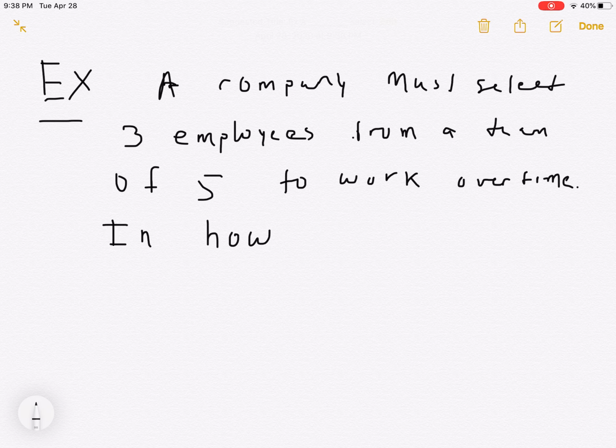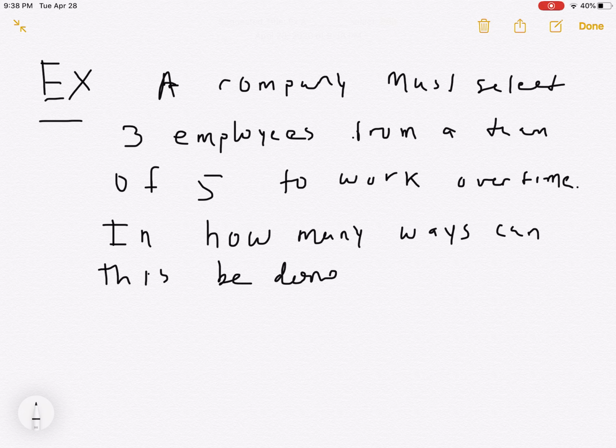In how many ways can this be done? So let's say the employees have names, and let me give them a name right now. So John, Luke, Mary, Aaron, and Ryan.